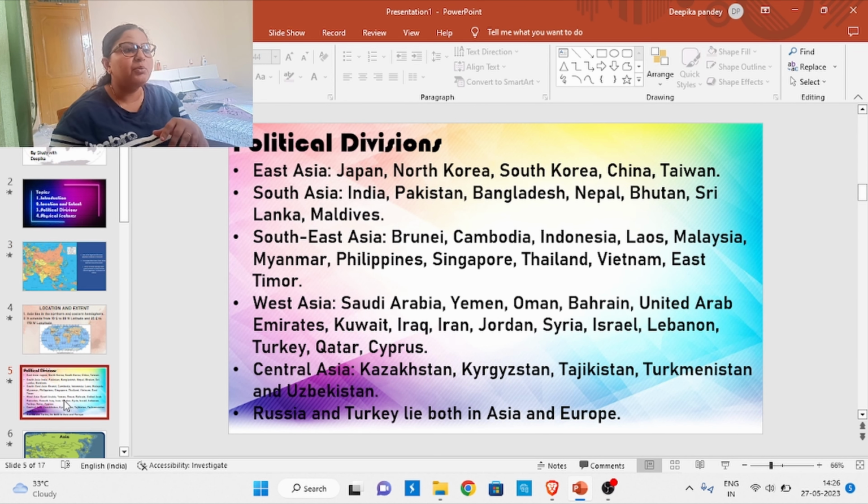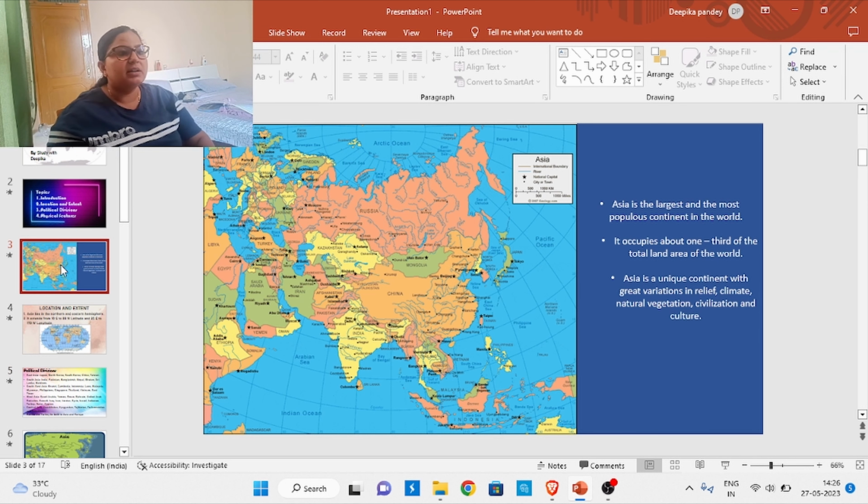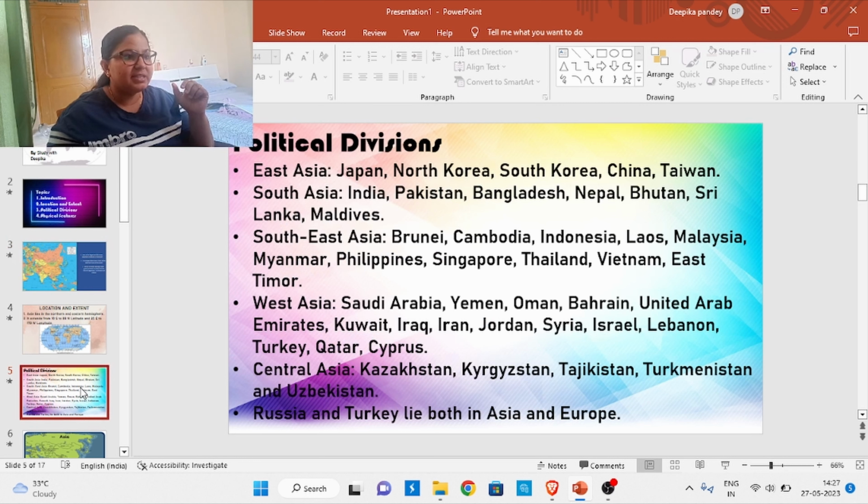Okay, now when I'm talking about political divisions, children, it means the number of countries which are present in the entire continent, right? So about 48 countries are present in the continent. It's a great continent, so there are so many countries as well. 48 countries are there. Okay, and all those countries, depending upon their direction, are divided into various segments.